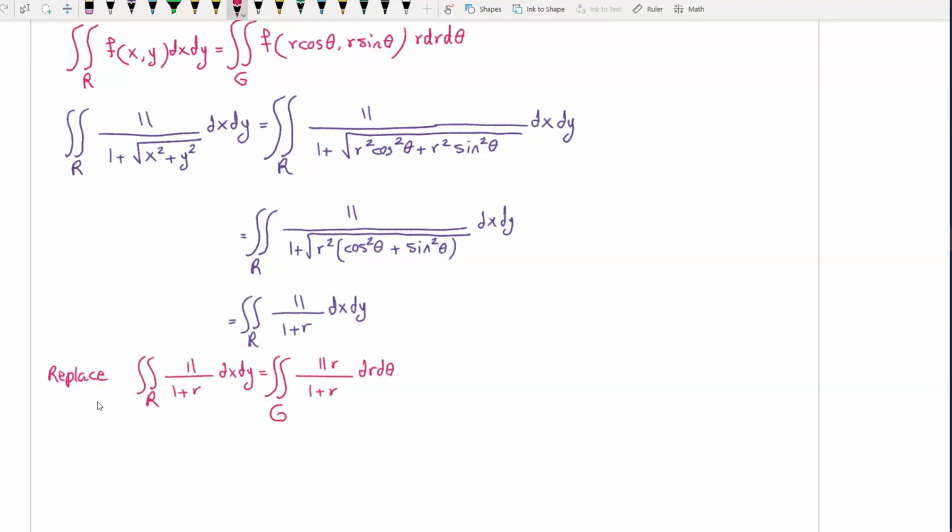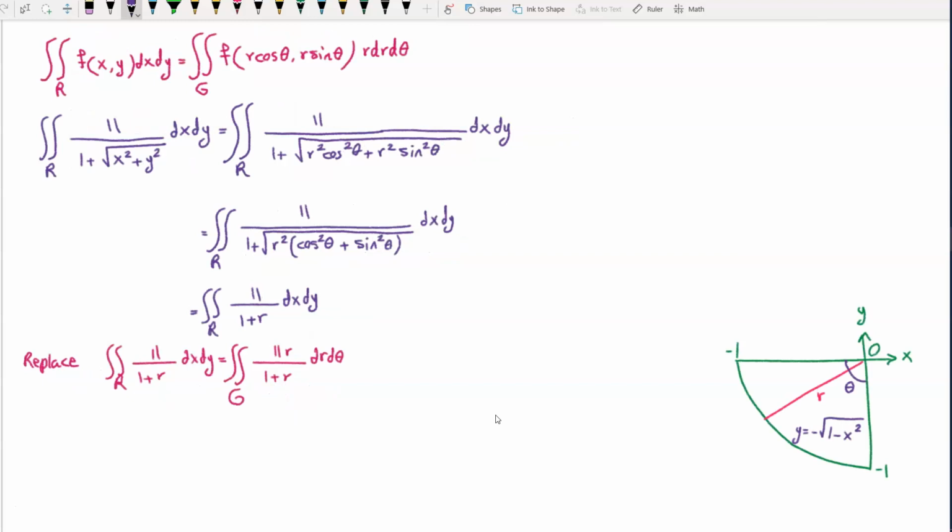Now replace the double integral over R of 11 over 1 plus r dx dy with the double integral over G of 11r over 1 plus r dr d theta. Now sketch the region of integration to determine the limits of integration. Here is what we have for y equal to negative square root of 1 minus x squared, and here is our r, here is theta.